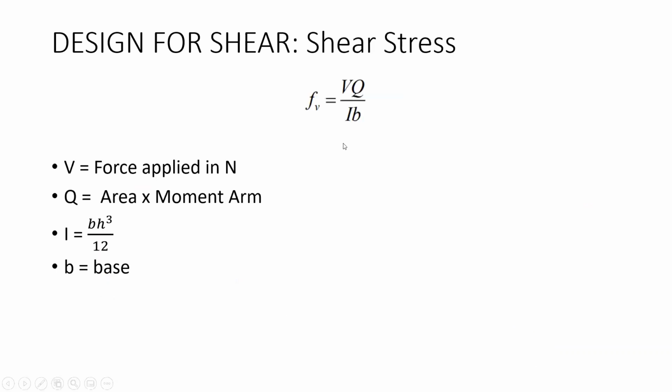Then let's move forward. We have design for shear stress. So that is just Fv is equal to VQ over Ib, wherein V is the force applied in Newton. Q is the area times the moment arm. I usually for square is bh cubed over 12. So, pag meron tayong I-beam, ayan, and let's call this B, malaking B. And this is your h.